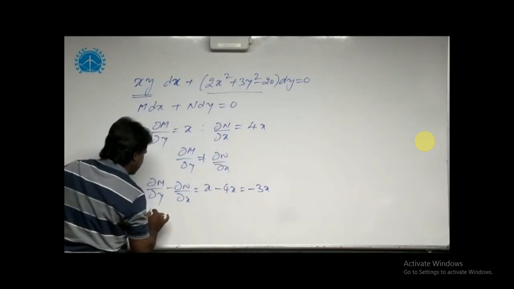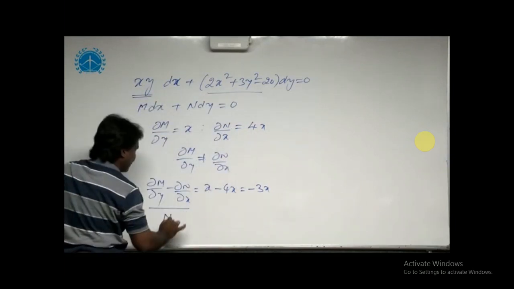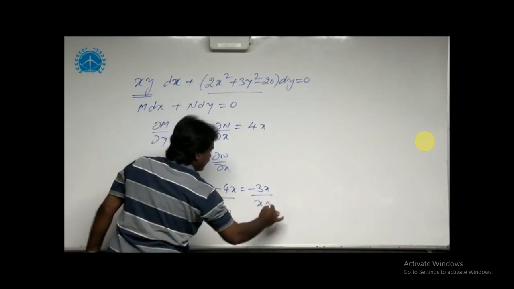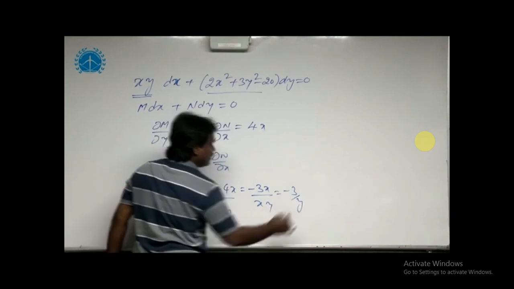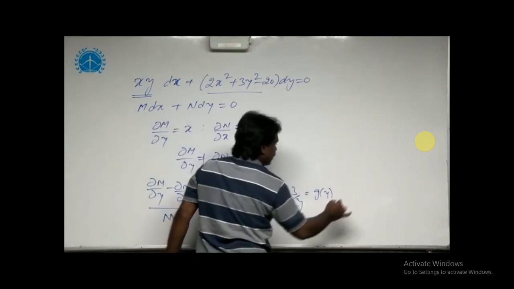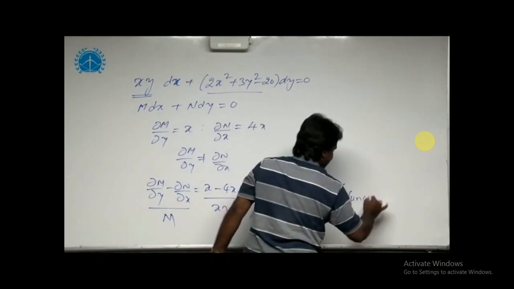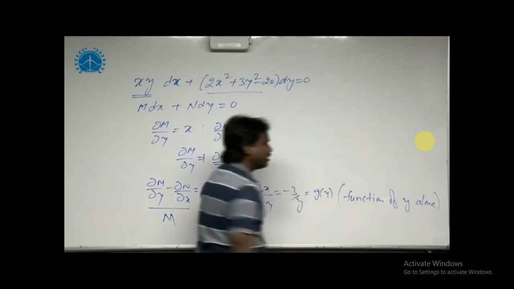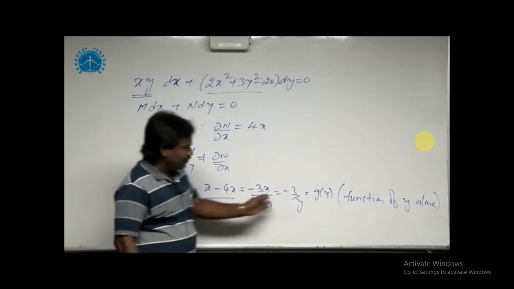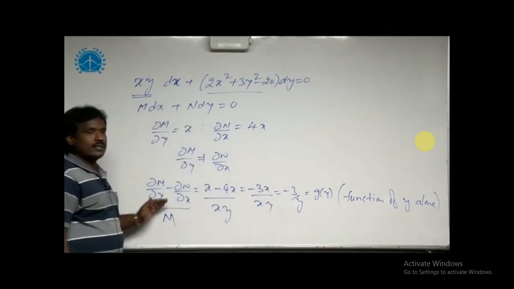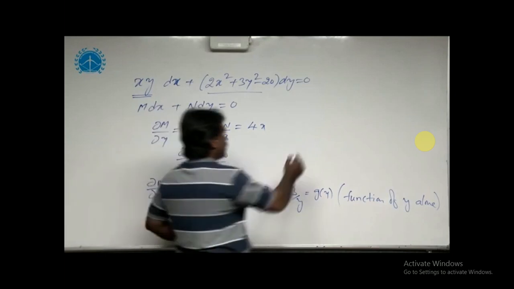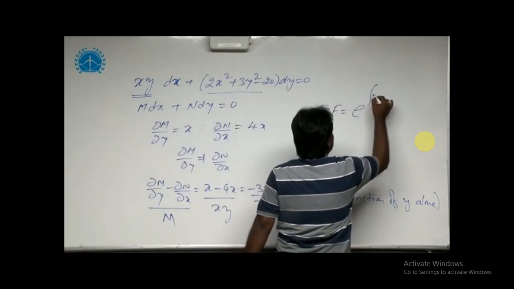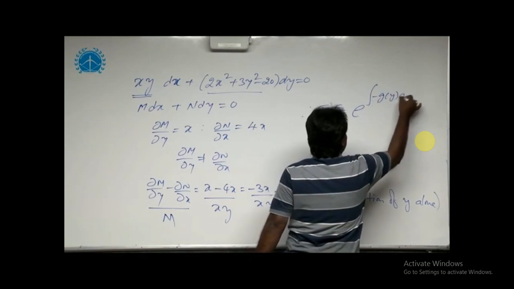So if you divide this value with M, which is xy, here I am just replacing it with xy. So we are getting minus 3 by y. It is equivalent to g of y, that is a function of y alone. So once we get a function of y alone, then we can find the integrating factor using this method. So therefore the integrating factor is equal to e to the power of minus integral of g of y dy.